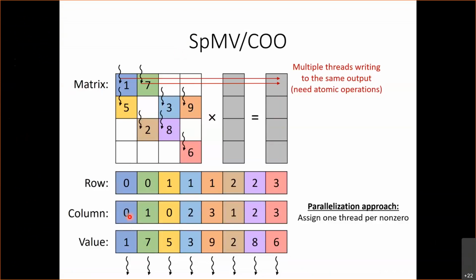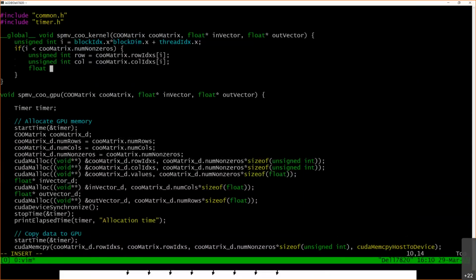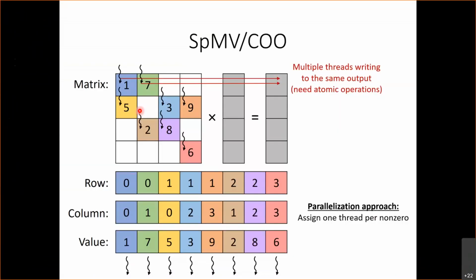And I'm also going to load the value. The value is a floating point number, and it is at COO matrix dot values, and I will access it with the element I. So now I have the row, the column, and the value that the thread is responsible for. Now what do I need to do? I need to multiply the value with the input element at the column index and add it to the output element at the row index.